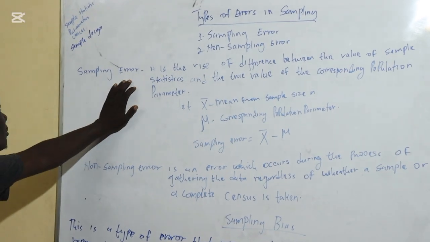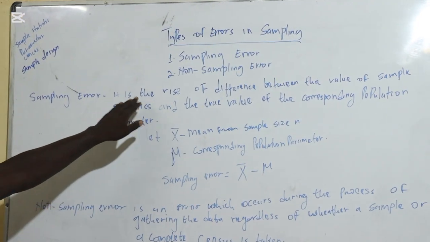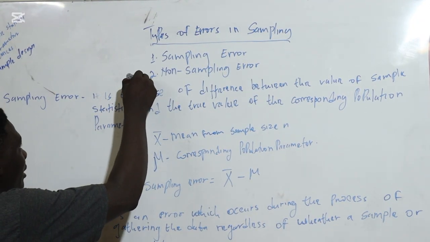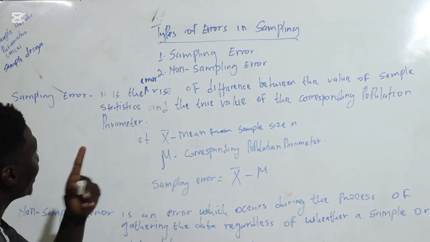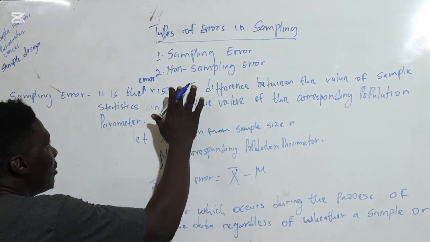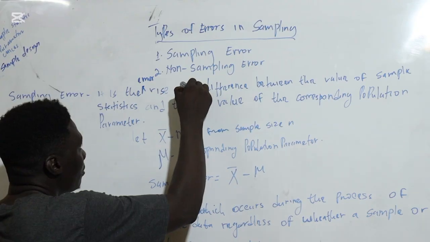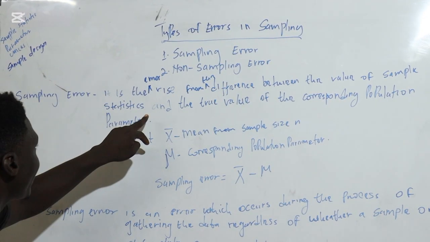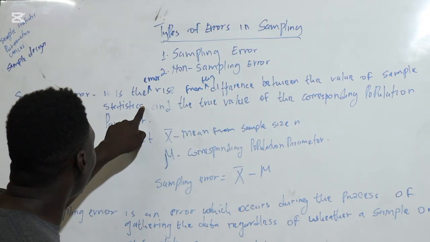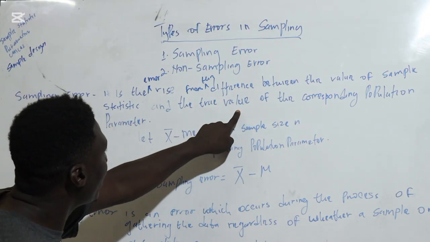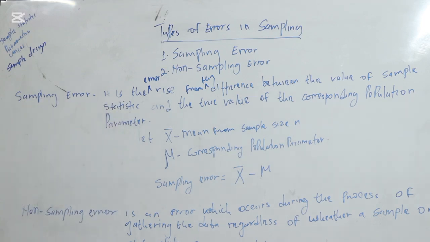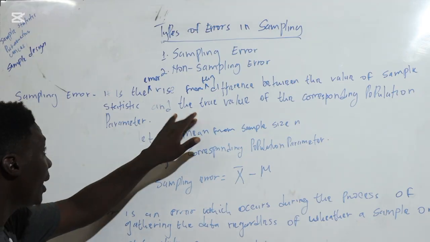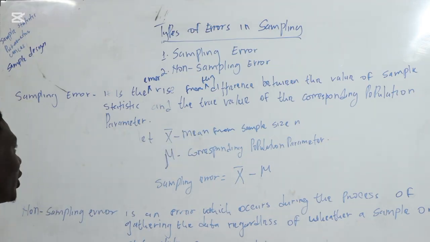By definition, a sampling error is the error which arises from the difference between the value of the sample statistic and the true value of the corresponding population parameter. It is the error which arises from the difference between the value of sample statistic and the true value of the corresponding population parameter.